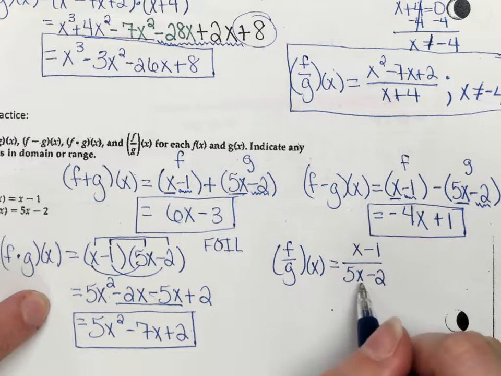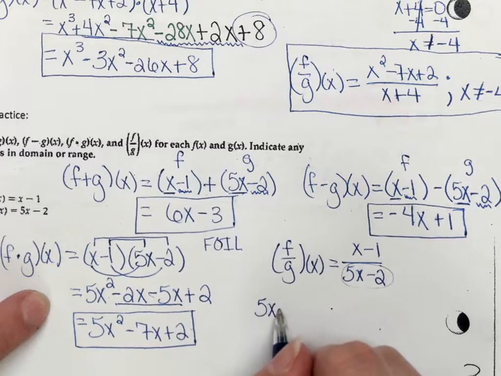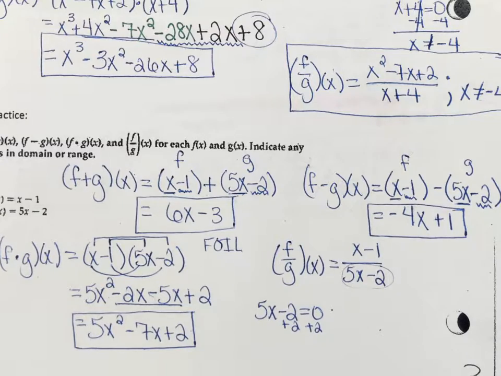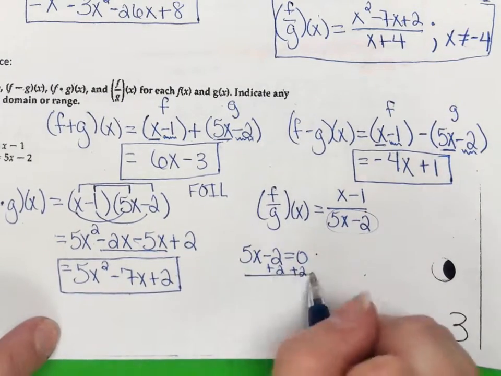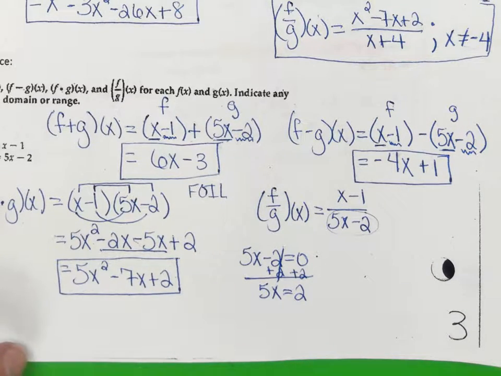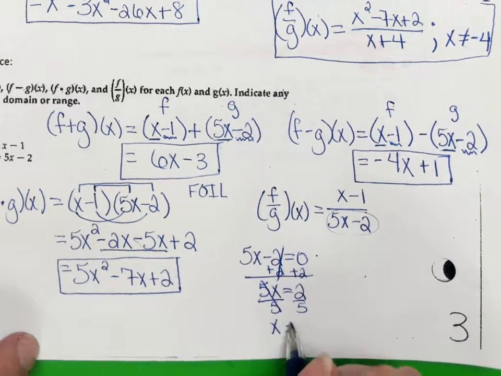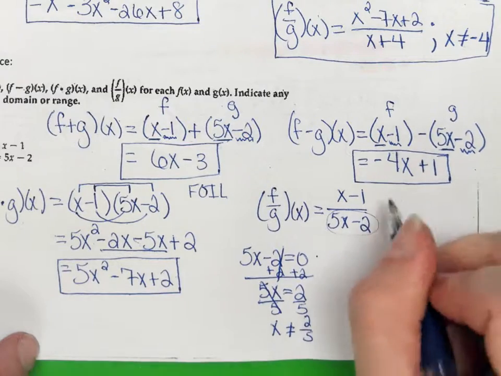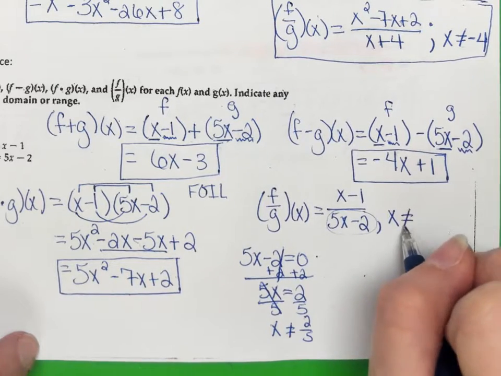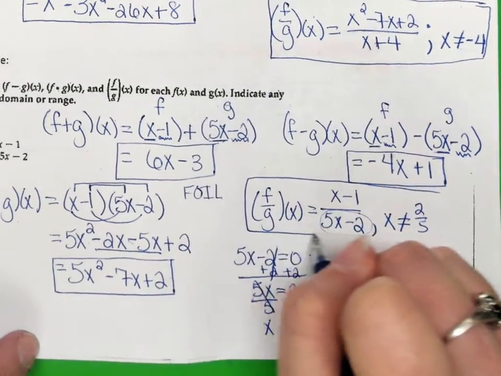When you have the fraction, you have to figure out what makes this bottom equal to 0. So come over on the side. 5x minus 2 equals 0. We're going to add that 2 to both sides. So 5x equals 2. Then we're going to divide by 5 on both sides. So x cannot equal 2/5. So we write a comma or a semicolon or something, it doesn't matter. X cannot equal 2/5. And that's your division one.